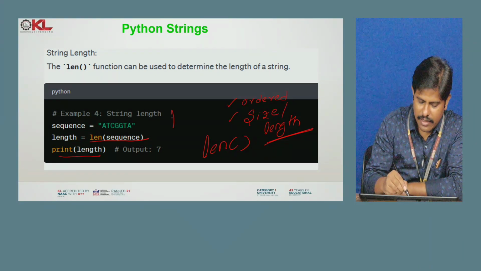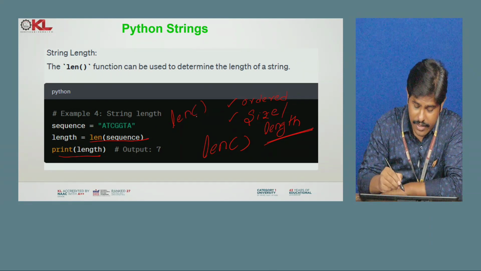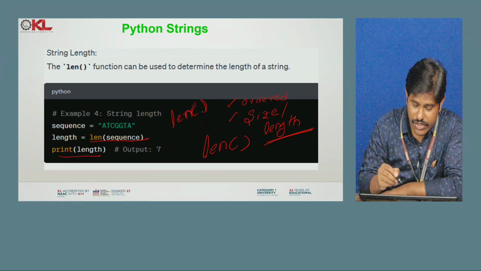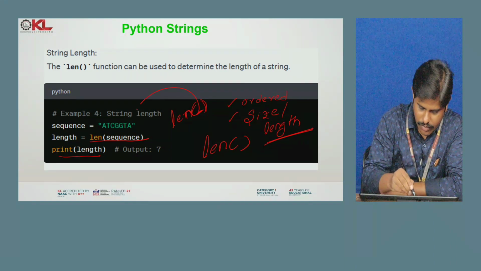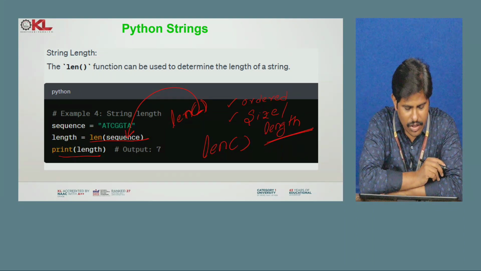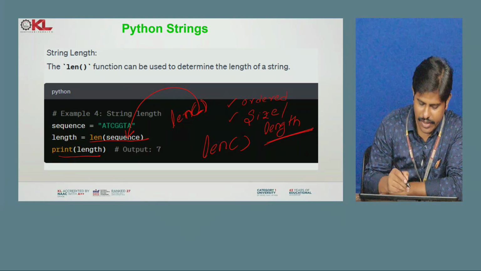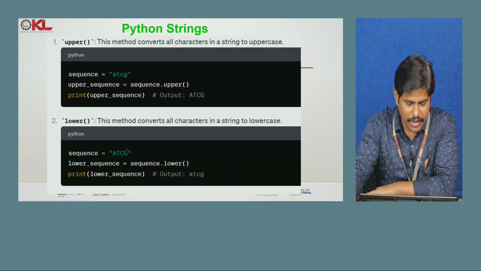Here len is a keyword. Len is a function which requires an input parameter, the DNA sequence. It provides the length of the sequence. The output will be 7. 7 is printed on the screen here.